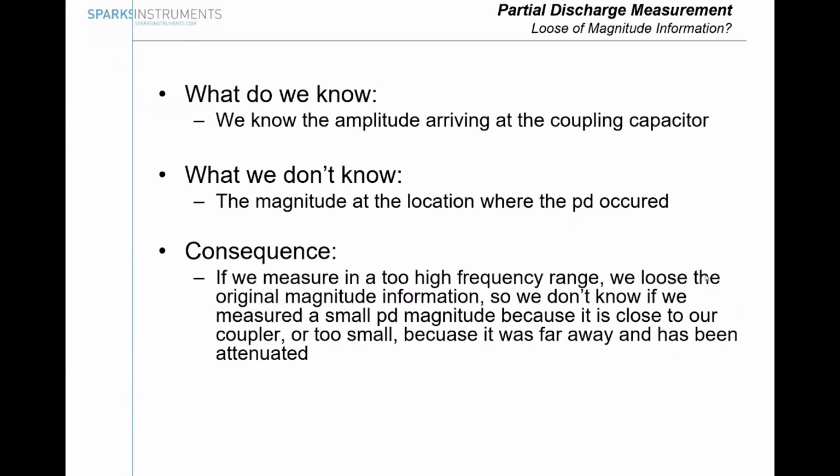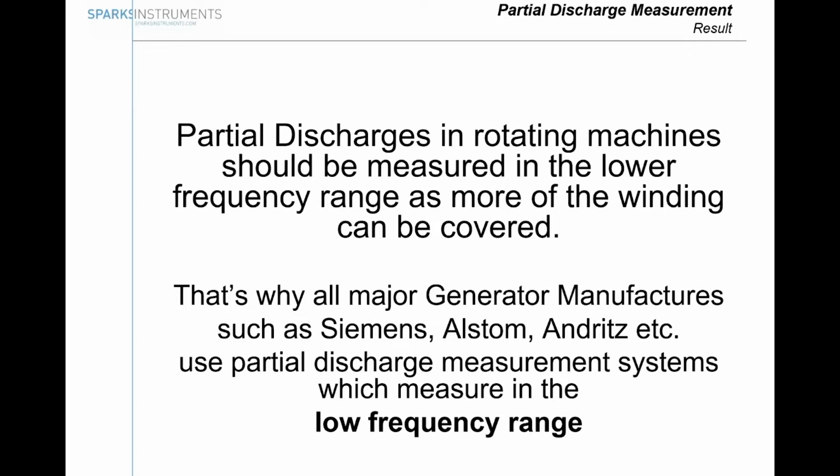So that's the statement: if we measure in too high a frequency range, we lose the original magnitude information. So we don't know if we measure a small PD magnitude because it's close to our coupler, or because it was far away and has been attenuated through the low pass filter characteristics of the winding. So generally, this is why the generator manufacturers, be it Siemens, Alstom, or now GE, Andritz, and so on, generally use systems in the low frequency range, unless the customer specifies a specific vendor, and then, of course, the generator manufacturer sells the system which is required.